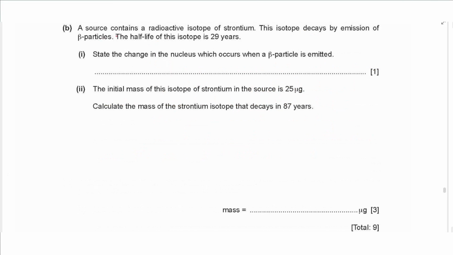Question B says a source contains a radioactive isotope of strontium. This isotope decays by emission of beta particles. The half-life of this isotope is 29 years. State the change in the nucleus which occurs when a beta particle is emitted. So one neutron changes into a proton. That's what releases the beta particle, or the electron.